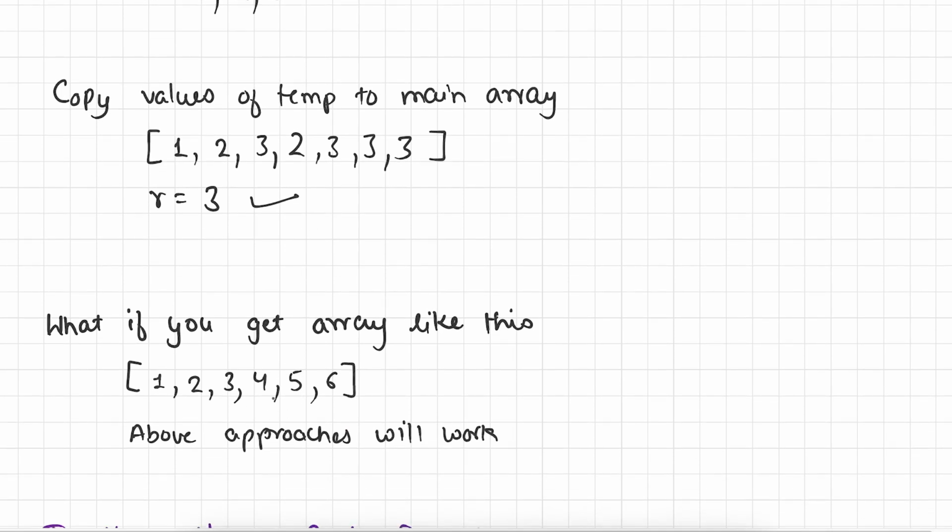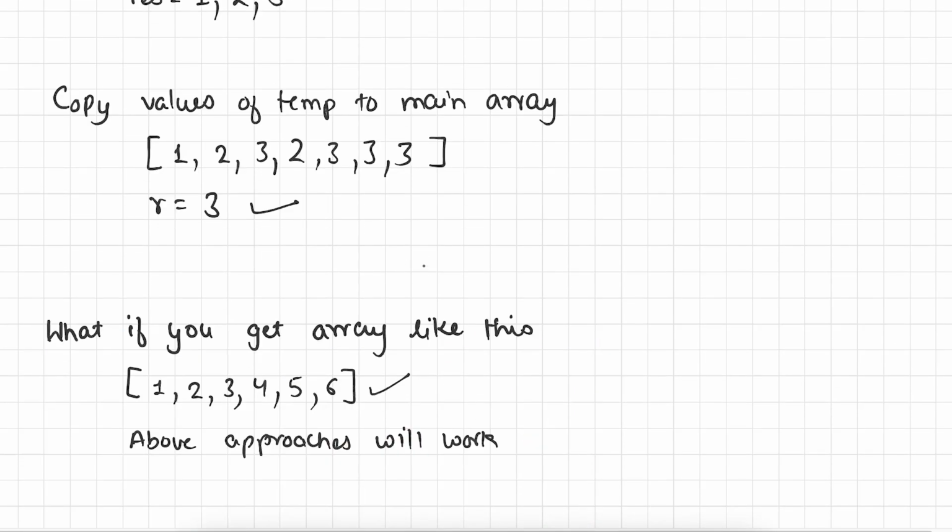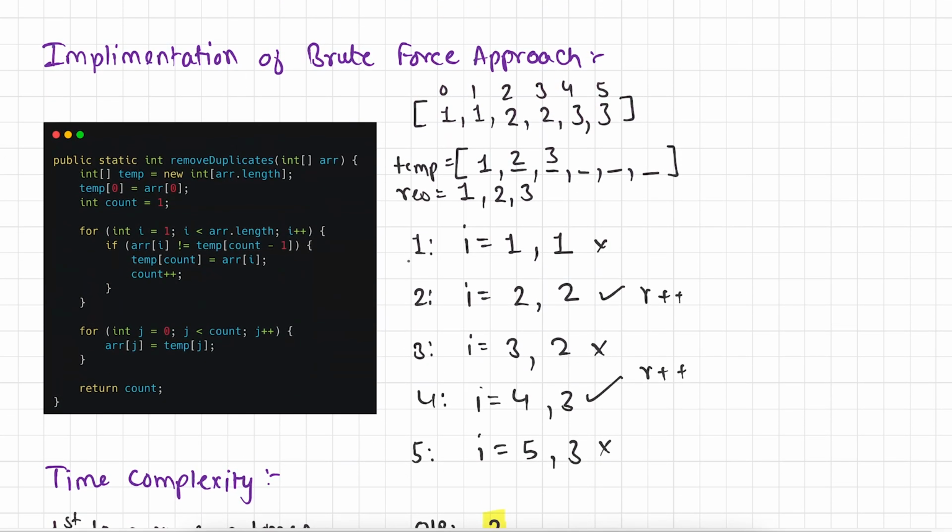So if we follow the same approach, it's going to work on this array also. And we get our result as 1, 2, 3, 4, 5 and result is equal to 1, 2, 3, 4, 5, 6. Okay, so it's going to work in this type of array also, if we have all the unique elements. So this is just an idea to solve this problem. Now let's see the implementation of this brute force approach.